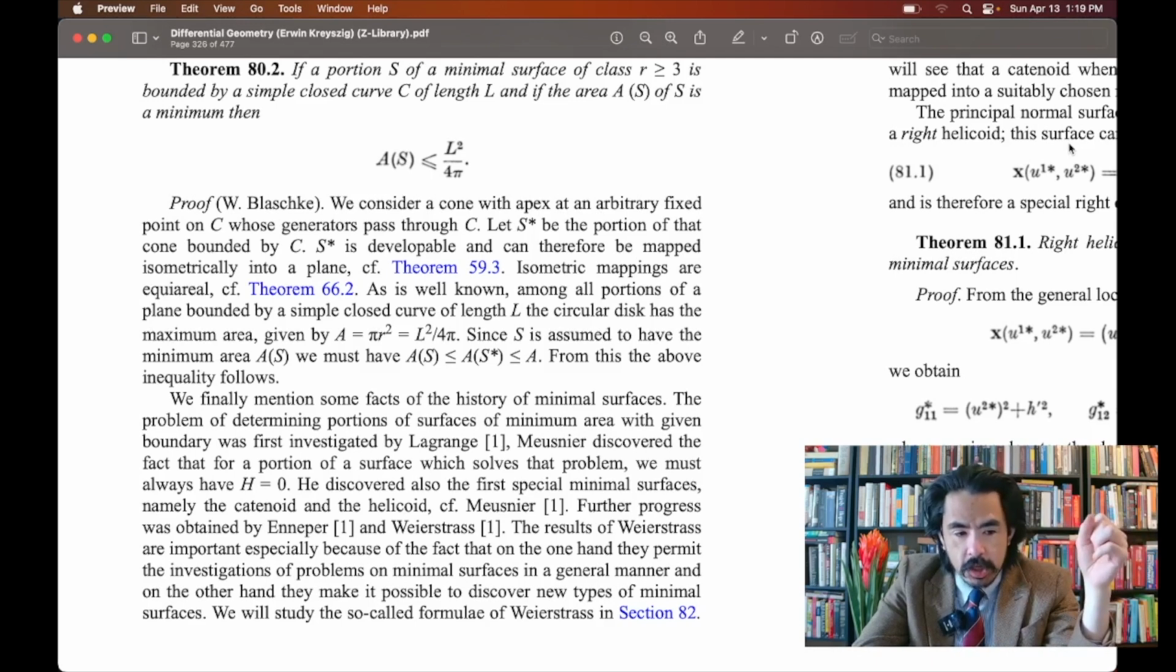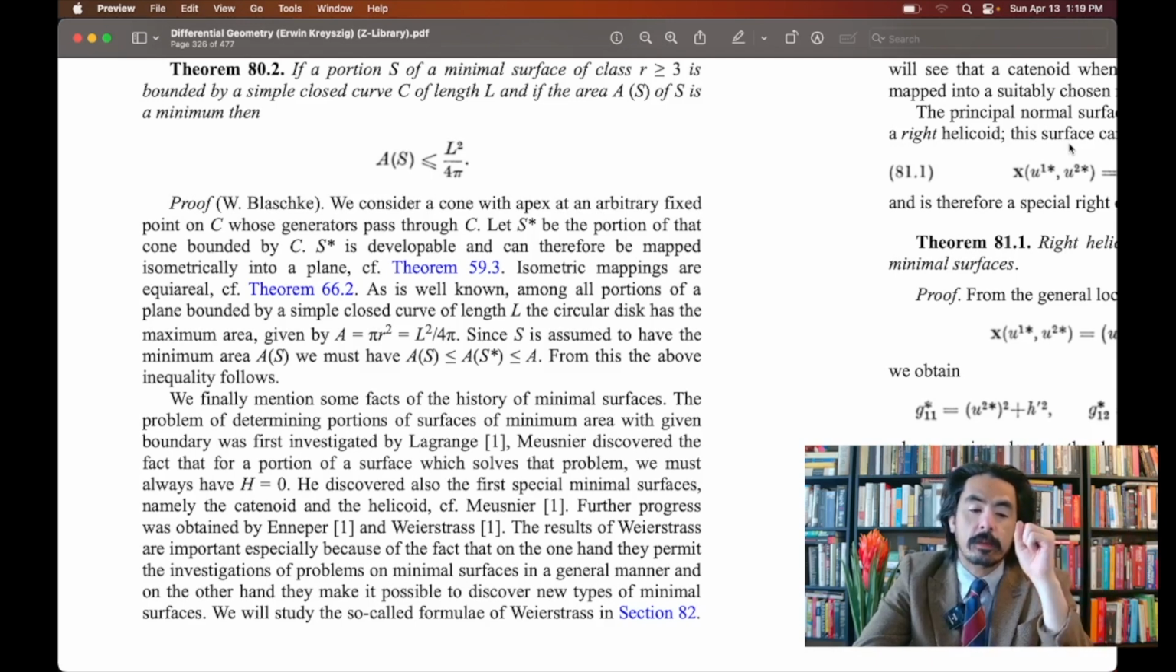We finally mention some facts of the history of minimal surfaces. The problem of determining portions of surfaces of minimum area with given boundary was first investigated by Lagrange. Meusnier discovered the fact that for a portion of a surface which solves that problem, we must always have that the mean curvature H equals 0.